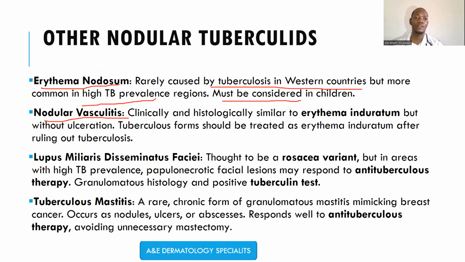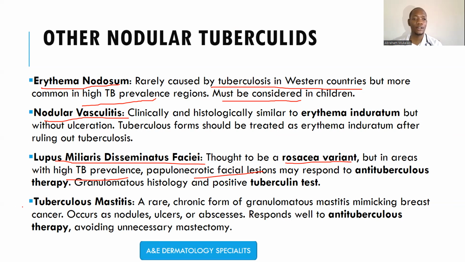We can also get lupus miliaris disseminatus faciei, a rosacea-like variant. In this case, you have people with TB, and then you get a rash on the face that looks like rosacea. It has also been thought to be related to a hypersensitivity reaction to TB, because it responds very well to TB medicine. So every time you see a patient with rosacea in a setting where the prevalence of TB is high, please think about lupus miliaris disseminatus faciei.